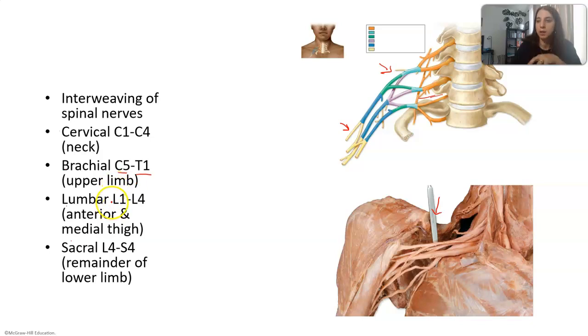Then you have the lumbar plexus, which innervates the anterior and medial thigh. We'll do a whole little video on those. It is formed by the anterior rami of L1 through L4. Then you have the sacral plexus, which gets the rest of the lower limb, and we'll go over it in a drawing video. It is formed by the spinal nerves from L4 to S4. Yes, you do need to know these, because we're going to see what regions of the upper and lower limbs are innervated by each of these plexuses.